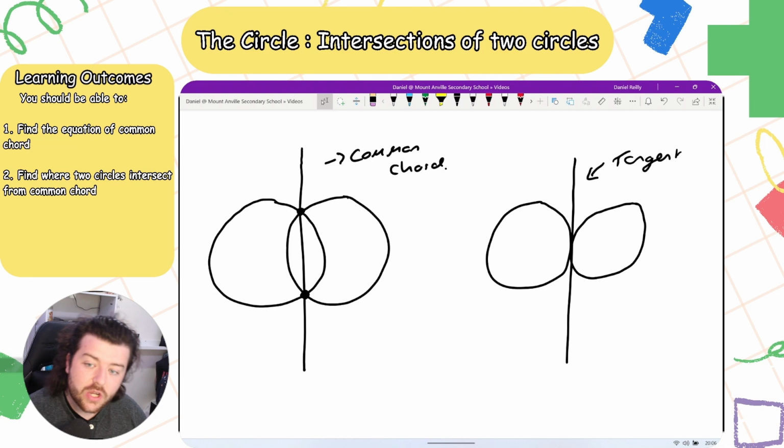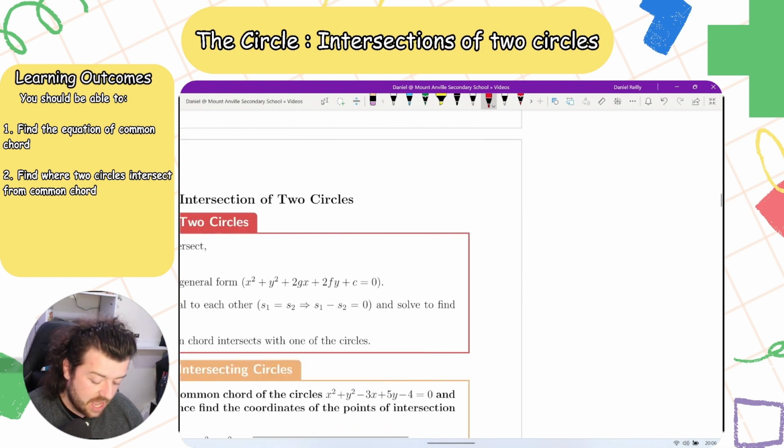Well, circles can intersect as follows. They can intersect like this, where we have two points of intersection, or they can intersect like this, where we have one point of intersection. So the line we draw from the two points of intersection is called a common chord. And this here is called the common tangent, because it's the common tangent line to both circles. So it's actually very easy to find this line.